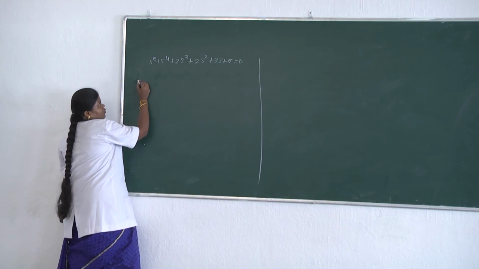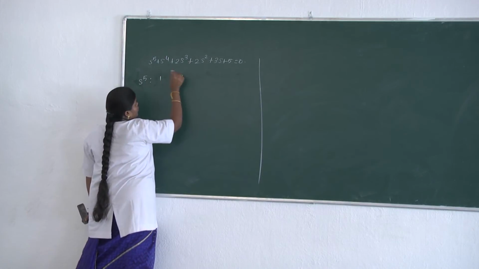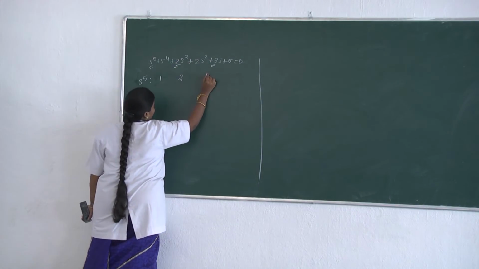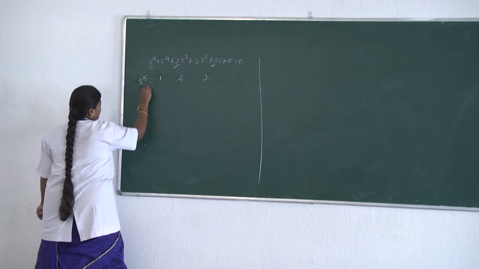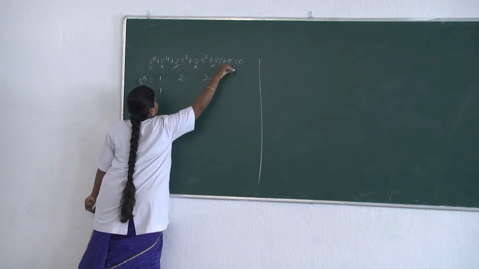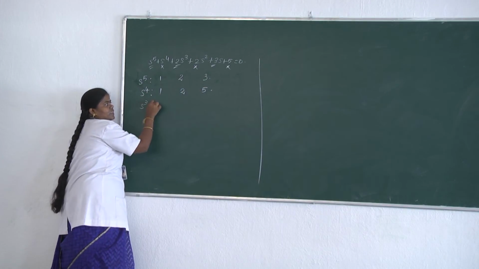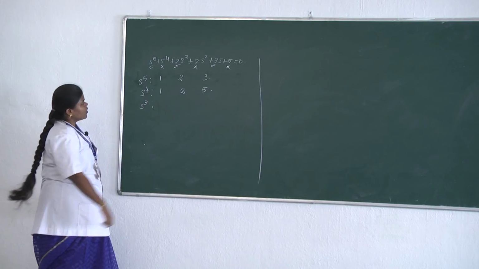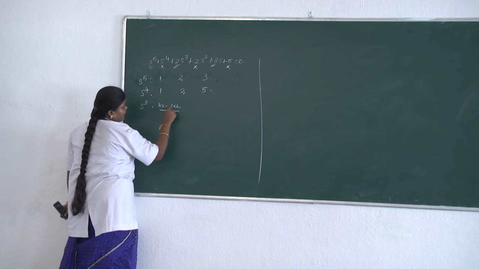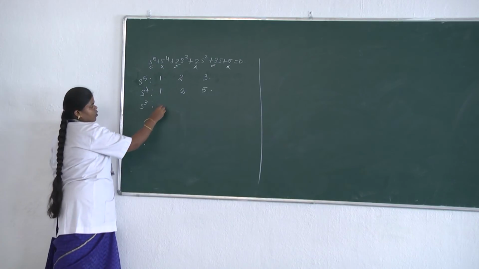So let me construct the Routh array for this system, which is given by s power 5: 1, 2 and 3, the coefficients of odd powers of s. The next row will be s power 4: 1, 2 and 5, the coefficients of even powers of s. The next row, s power 3, is constructed as we have seen before: 1 into 2 minus 1 into 2 divided by 1, which when solved leads to the value 0.